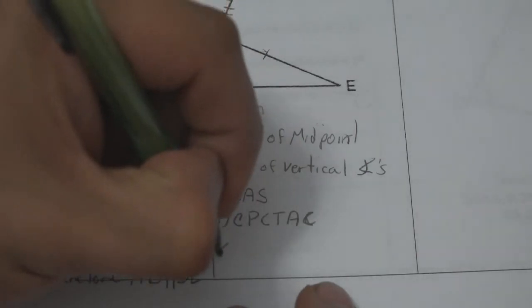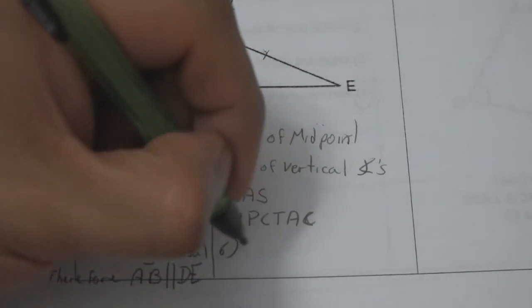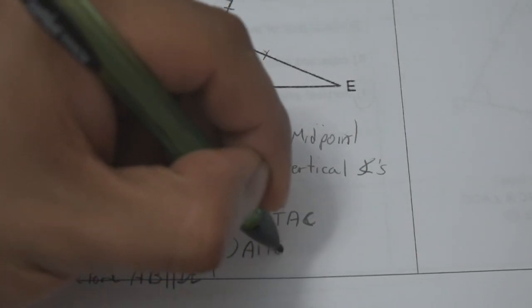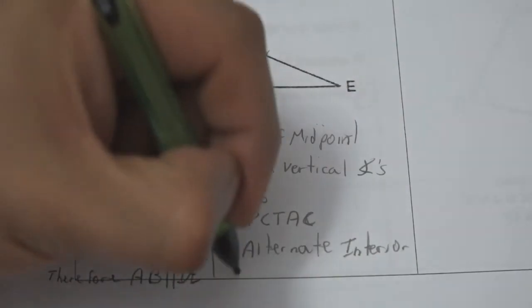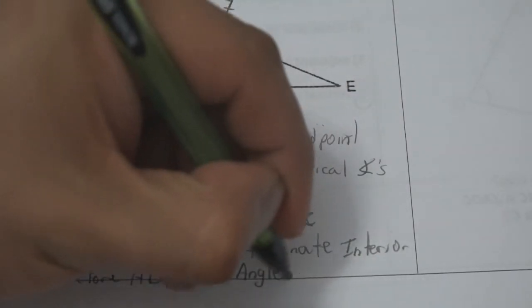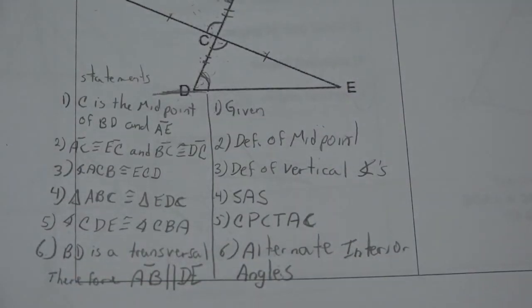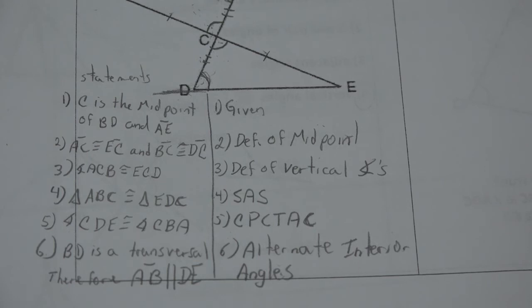So therefore, my justification will be alternate interior angles. And that, my friends, concludes the proof for this problem. So copy it down so we can move on to the other problem.